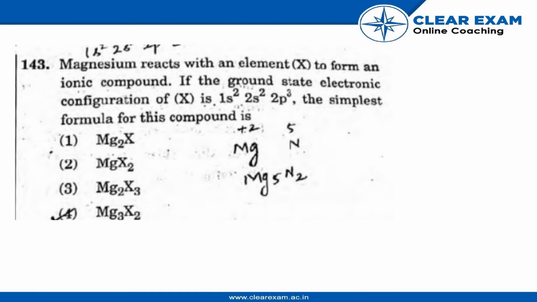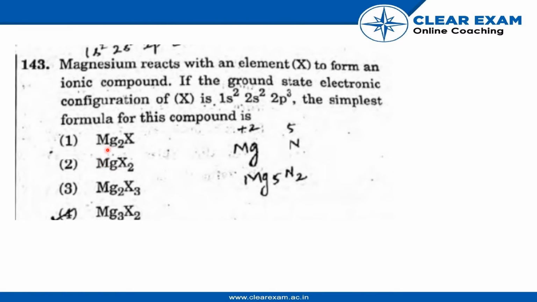So our question is, magnesium reacts with element X to form an ionic compound. If the ground state electronic configuration of X is 1s2, 2s2, 2p3, then the simplest formula for this compound is.